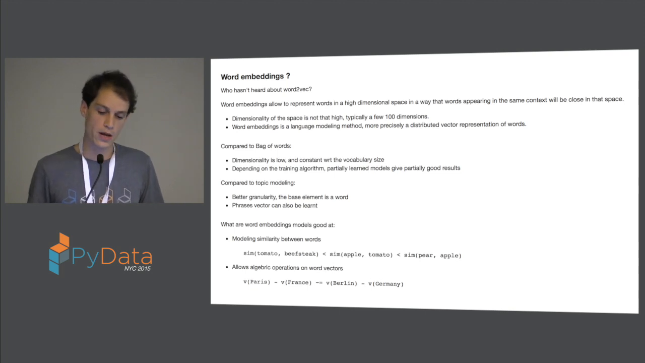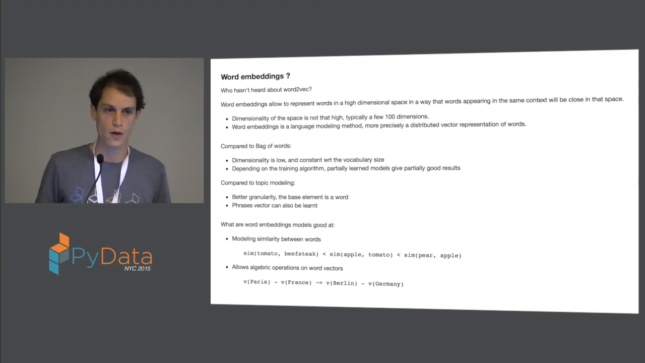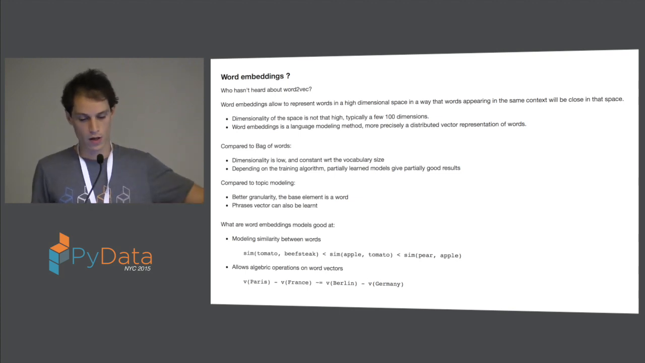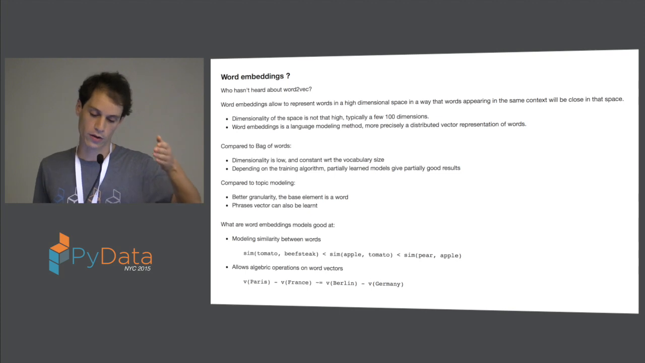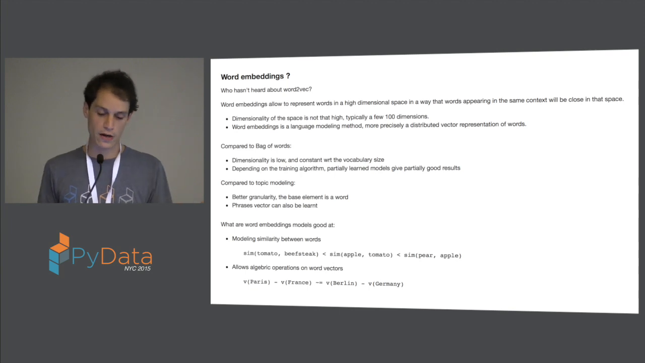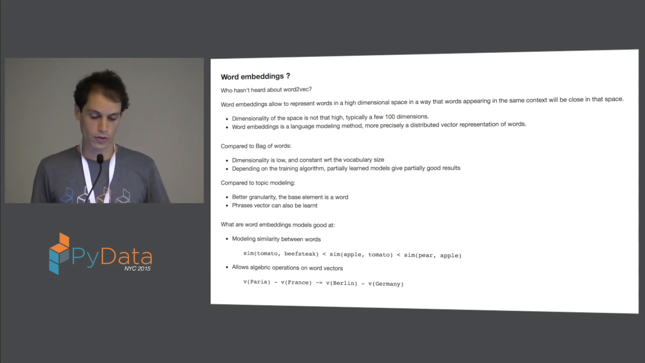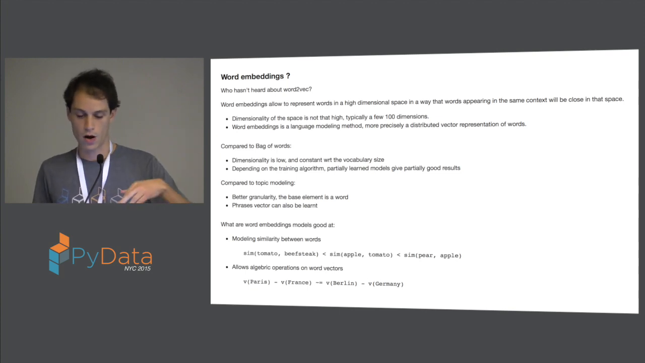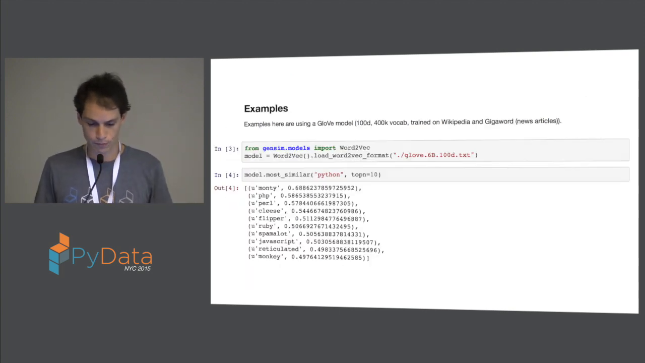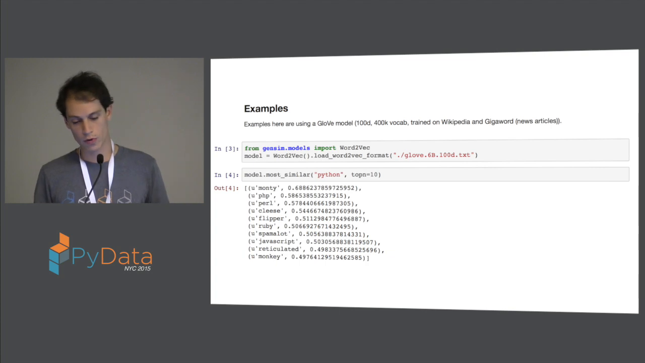So what are word embedding models good at? They're good at modeling similarity between words in a continuous manner. So the similarity between tomato and beefsteak will be lower than the similarity between an apple and a tomato, which will be lower than the similarity between a pear and an apple. And then you can take your vectors and do algebraic operations on them. The vector of Paris minus the vector of France will be similar to the vector of Berlin minus the vector of Germany.